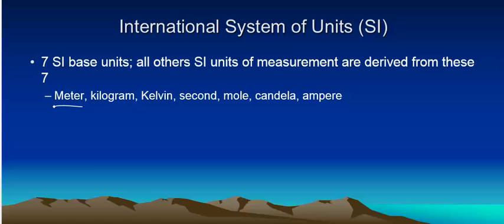The meter, that's length. Kilogram, that's mass. Kelvin is temperature. Second is time. Mole is the amount of something. So the first 5 we're going to use quite often in chemistry. The last 2, candela, which is light intensity, and ampere, which is electric current, we don't focus on those 2 very often in chemistry.